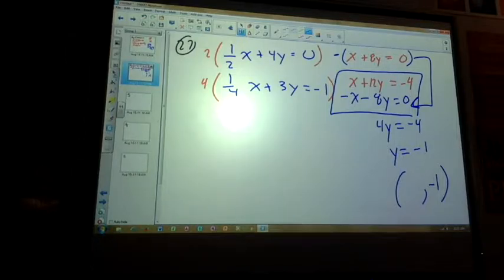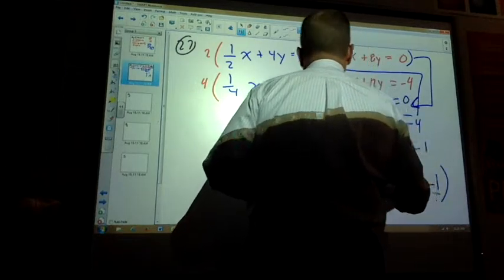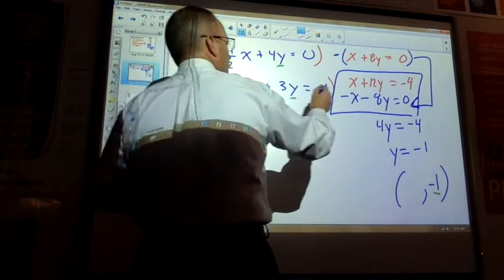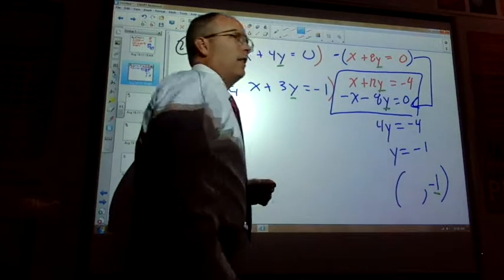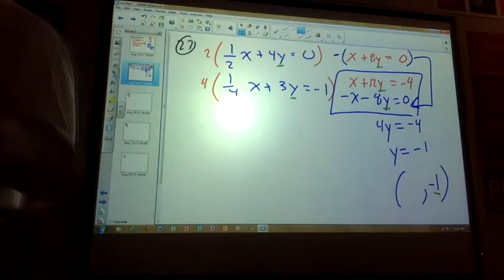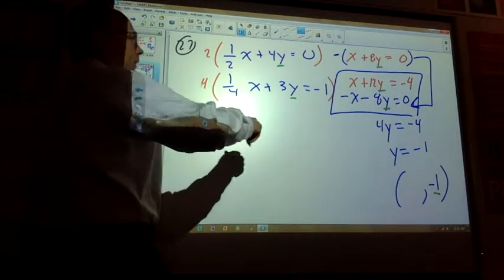I can plug it into any of my equations that I have, even the modified ones, for as long as I still have x and y. So what I mean by that is I can take this value, which is a y value, and plug it in here, here, here, here, I can even plug it in there. You just have to pick one that still has both letters in it. So I don't know, I'll pick this one.